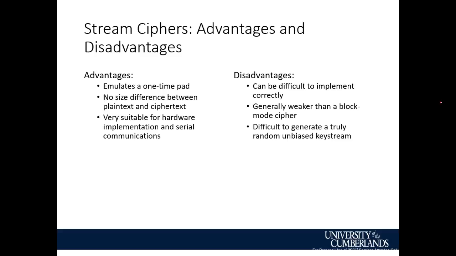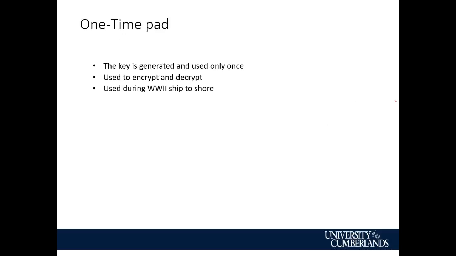Some advantages: no size difference between plain text and ciphertext, so from looking at it, it looks the same size. Very suitable for hardware implementations and serial communications. Disadvantage: very difficult to implement correctly. It's generally weaker than block cipher mode and difficult to generate truly random unbiased key streams.